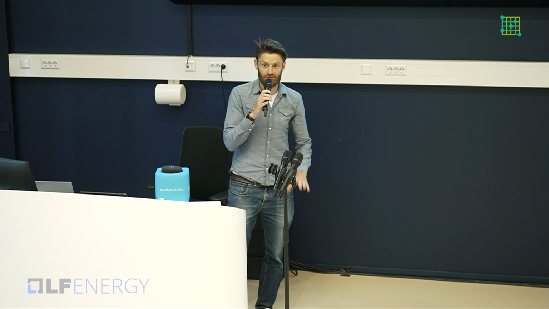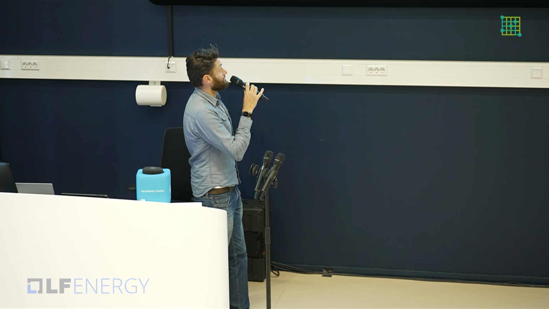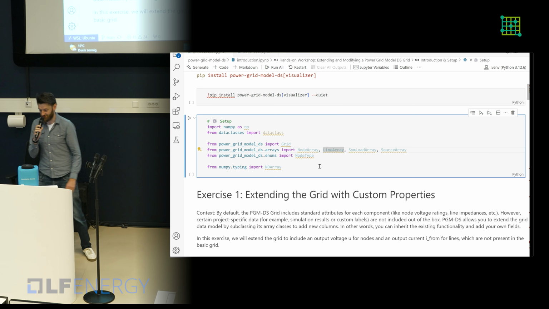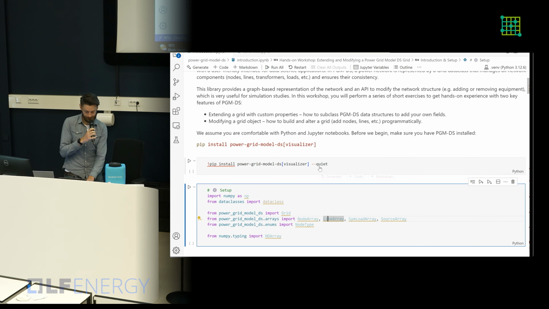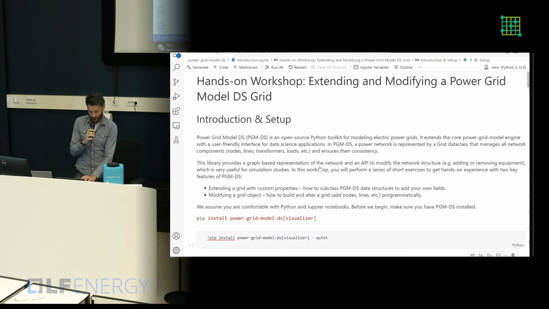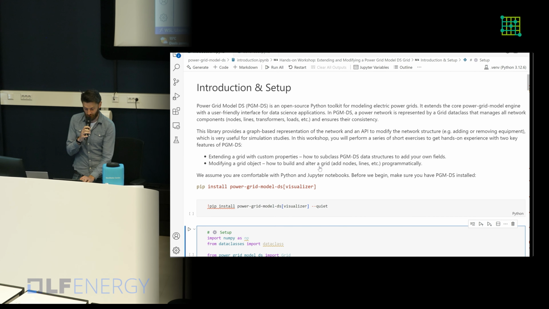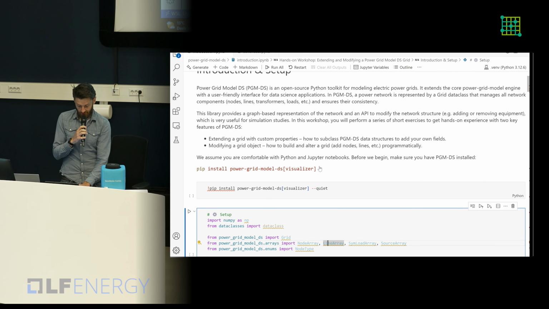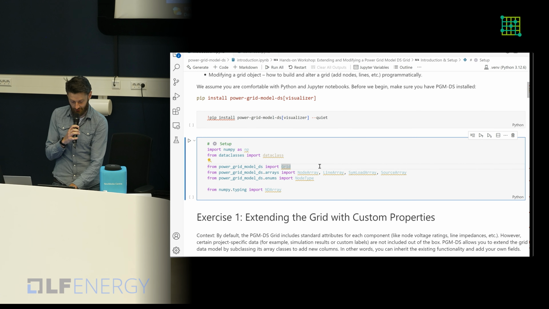I hope everybody got set up and maybe got through the first introductory workshop already. We'll now go through it together, so we can see how it all worked. The introductory workshop is about discovering what features are in the Power Grid Model DS project. I'll just go through the cells. So first we'll import the necessary modules.